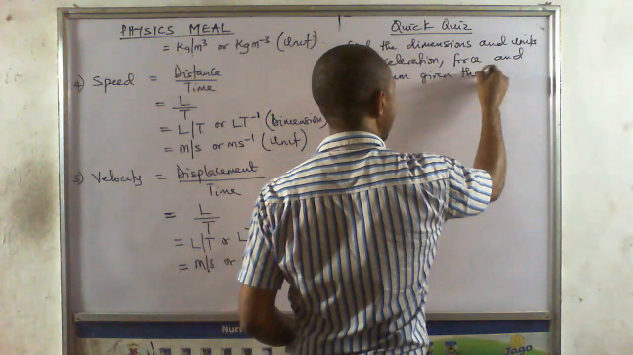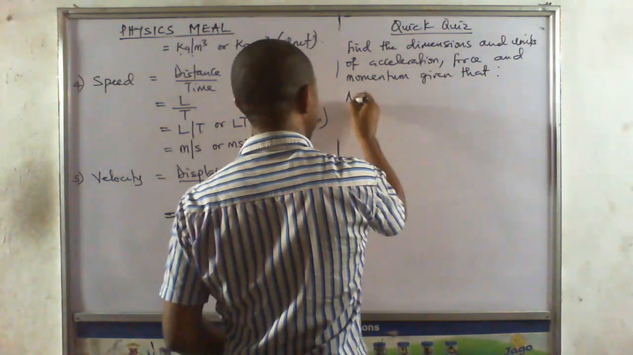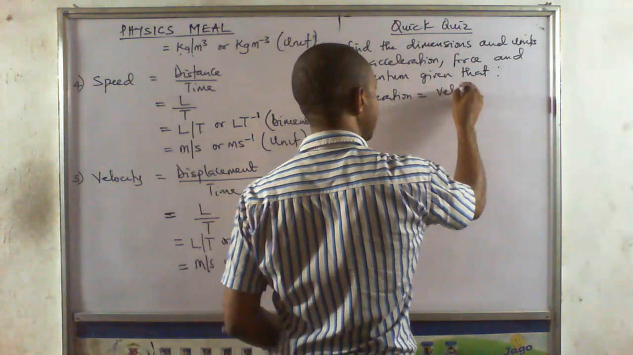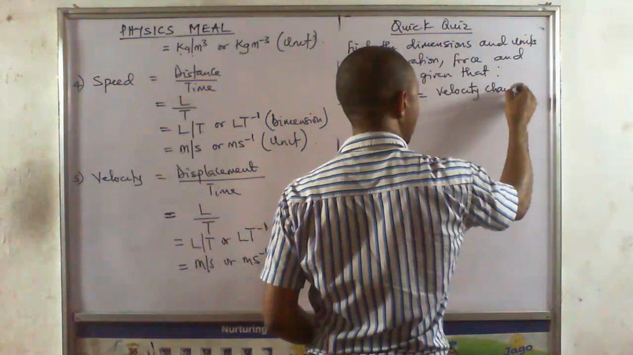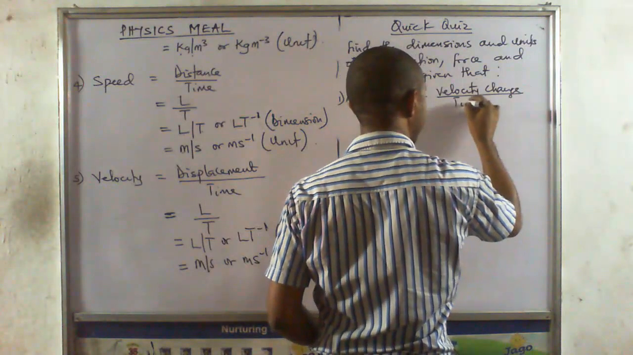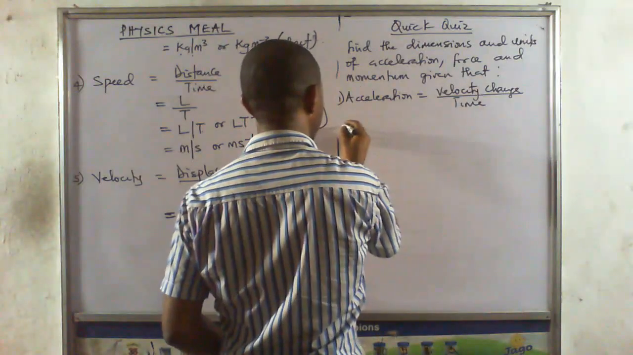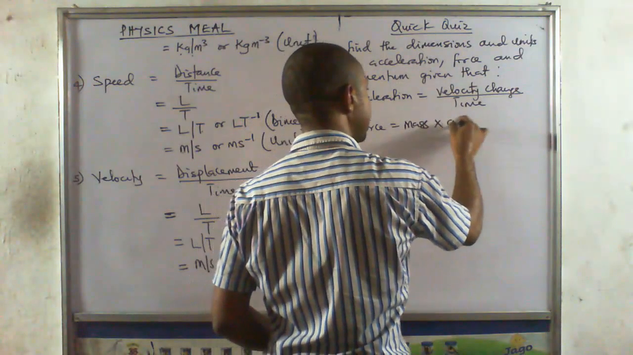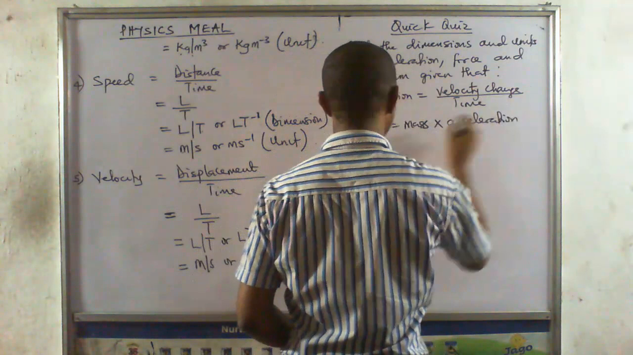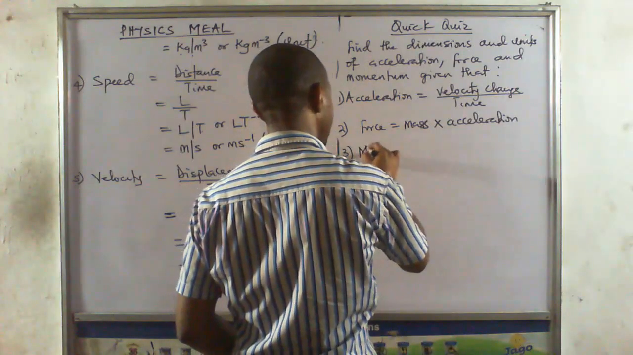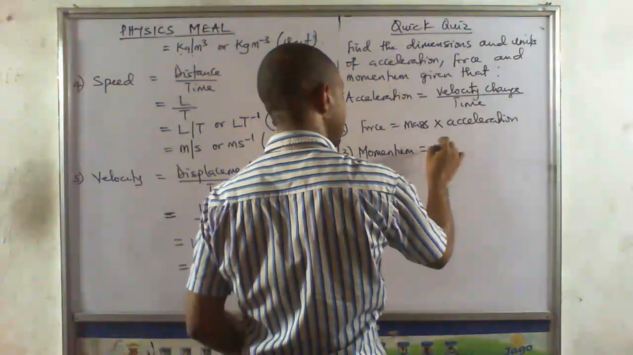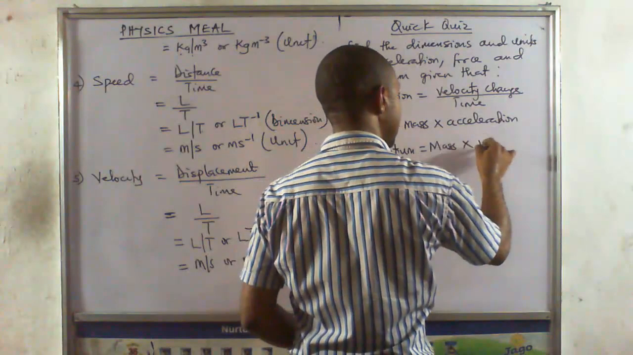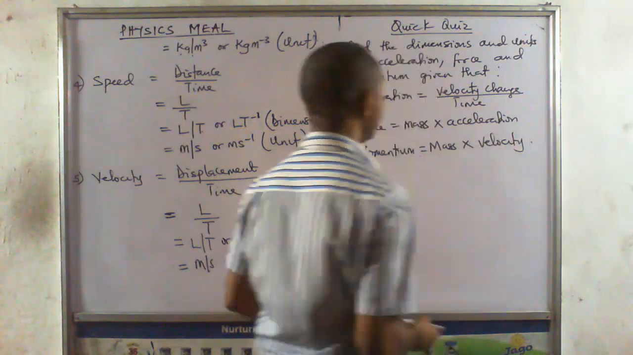given that one, acceleration is velocity change over time, two, force is mass times acceleration, and three, momentum is mass times velocity. Okay, just these three.